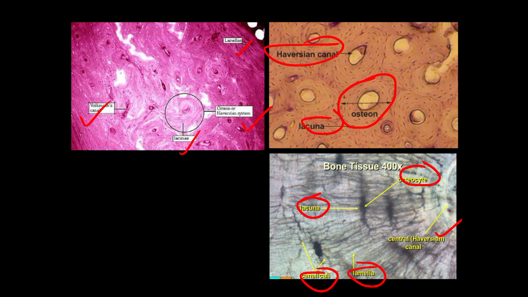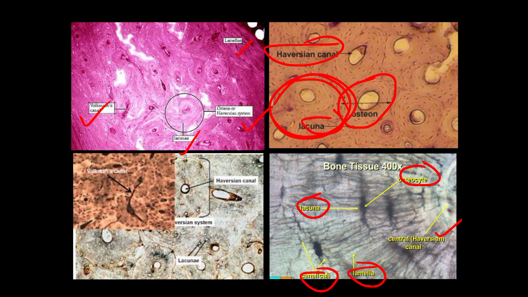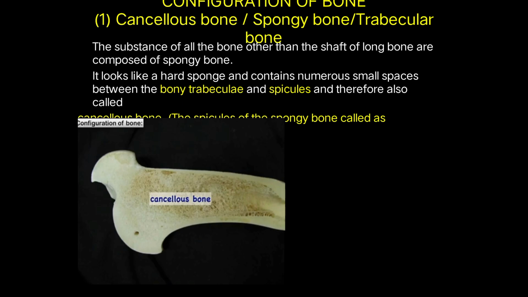Lacuna is the space in which the osteocytes are found, and lamellae is the circular structure, that is the circumferential lamellae, inner circumferential, outer circumferential lamellae. In this another photograph, these are the Volkmann canals, this is the Haversian canal, these are the lacunae.